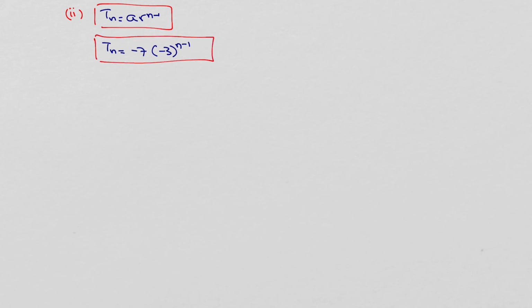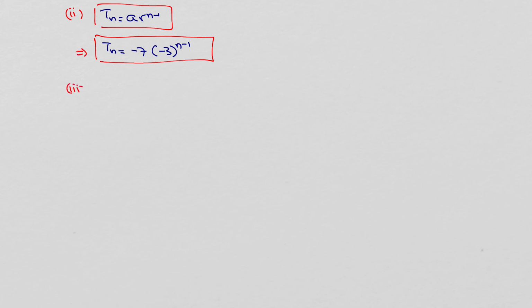Part 2 is now to write down the general term, where our general term is a times r to the power of n minus 1. Subbing in what we've just found, we know that a is equal to minus 7 and r is minus 3, and that's to the power of n minus 1. Again, I cannot simplify that any further because we would need to know what the power was first before I could multiply out any brackets.